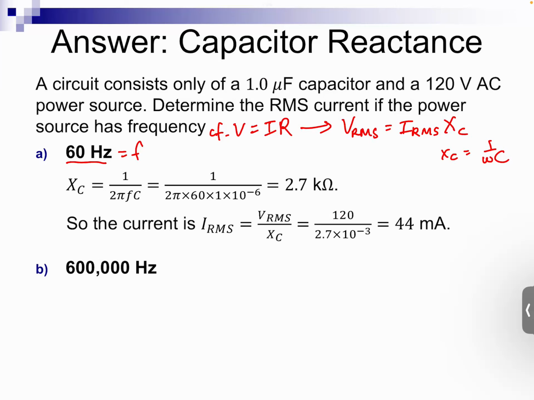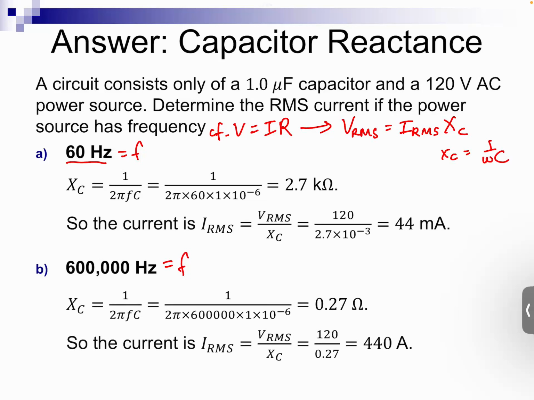And once you know the capacitive reactance, you can then use this Ohm's law for AC circuits to find the RMS current. You have the VRMS that's given and the capacitive reactance you've calculated. Changing the frequency doesn't change the calculation steps. It only changes the value of the frequency F there. And then, of course, the current changes accordingly.